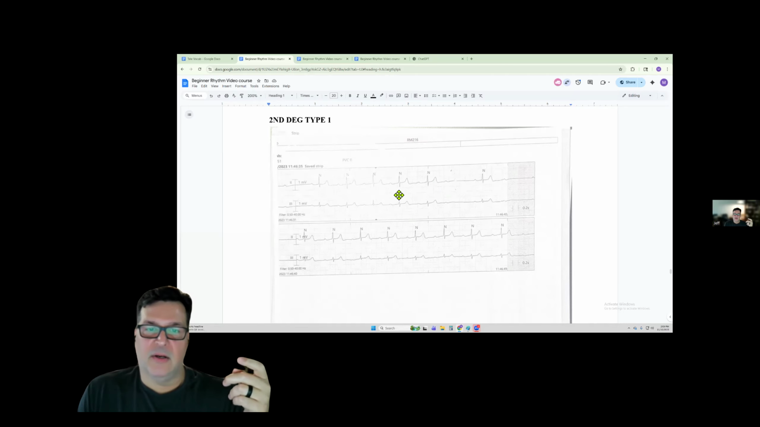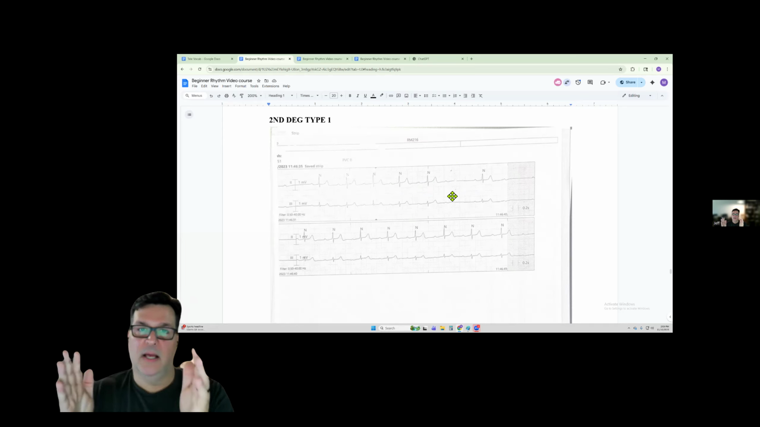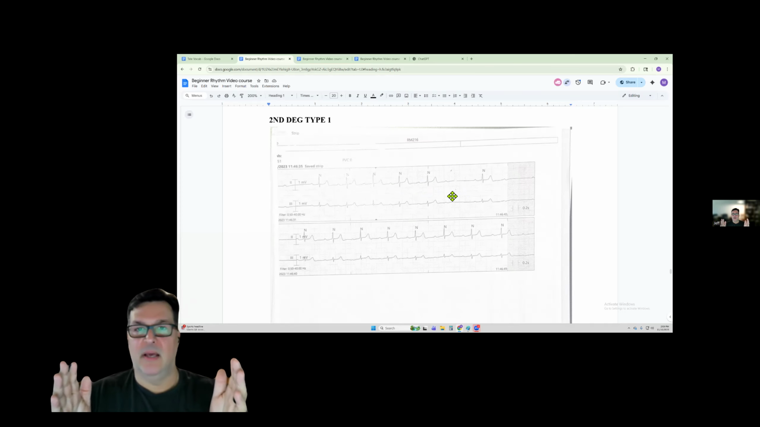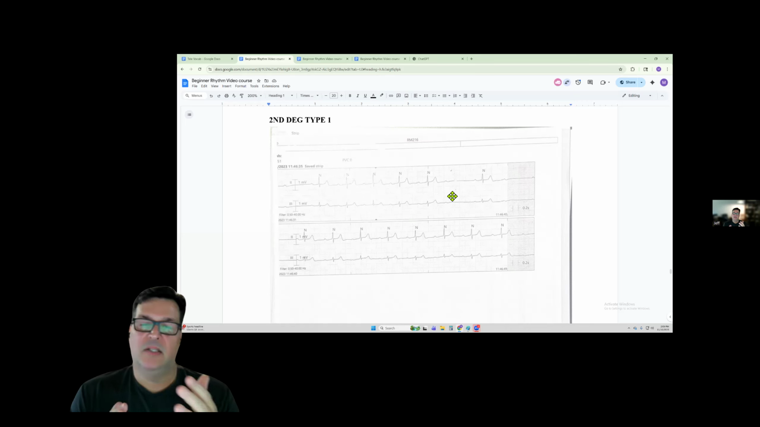So here are the criteria. This P to P has to march out, and the PR interval is going to go longer, missing QRS complex. So what's happening is that the AV node is delaying. Eventually it delays so much that the impulse doesn't go through the AV node. And because there's no impulse going down to tell the ventricle what to do, you have a missing QRS complex.